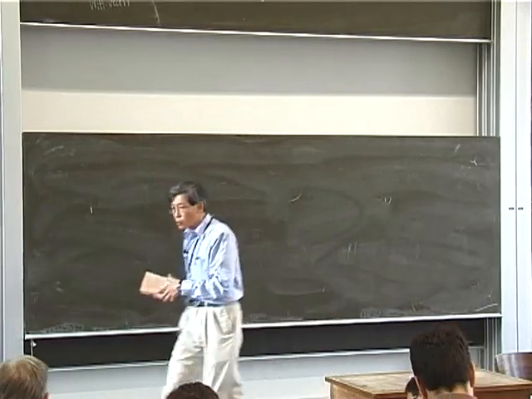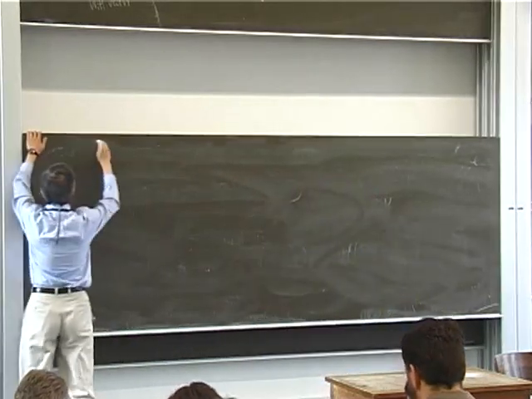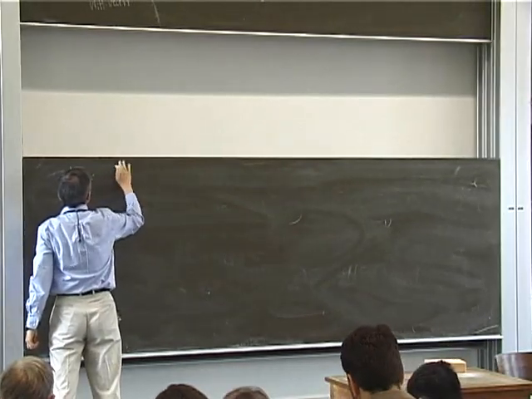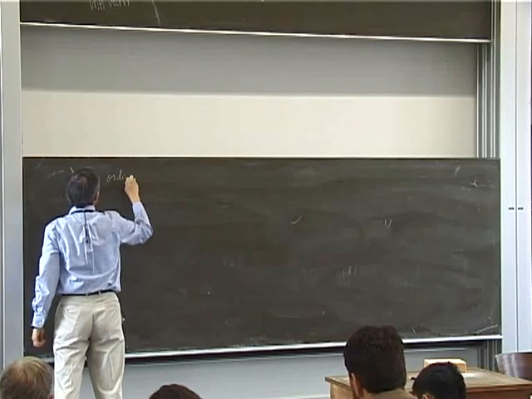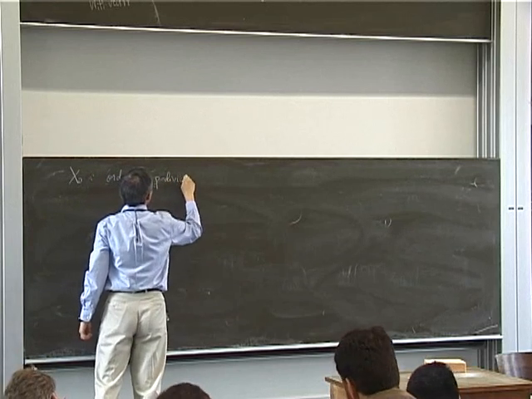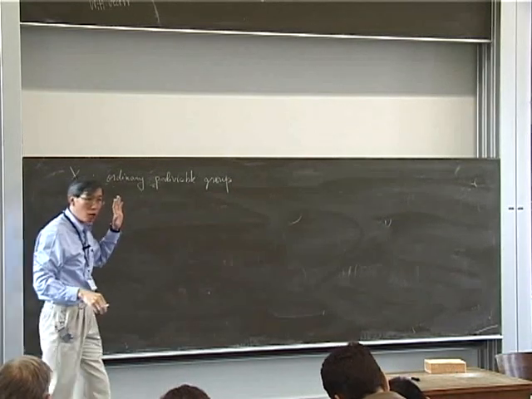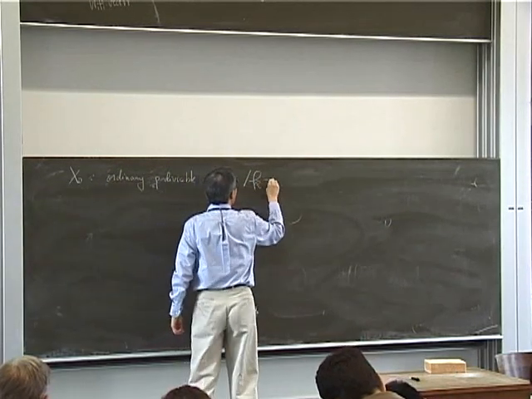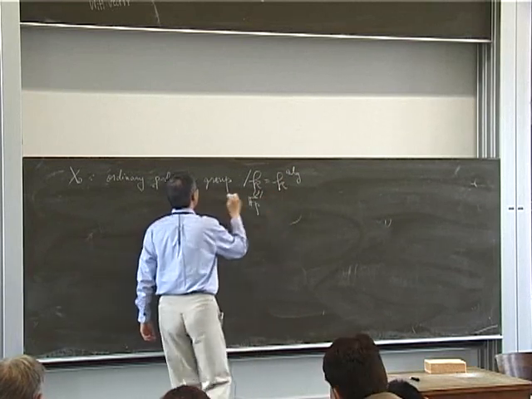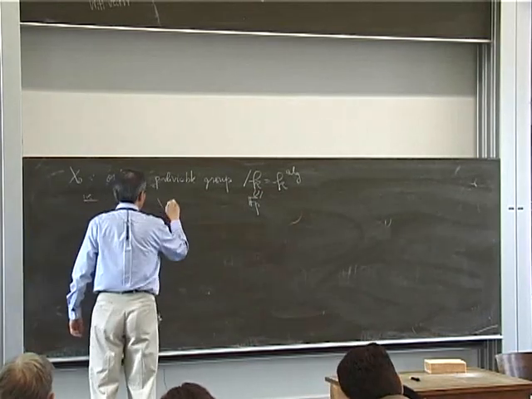Let me first tell you the precise statement of the Serre-Tate local coordinates. Suppose that x0 is an ordinary p-divisible group. For simplicity, I'll just do it over an algebraically closed field of characteristic p.